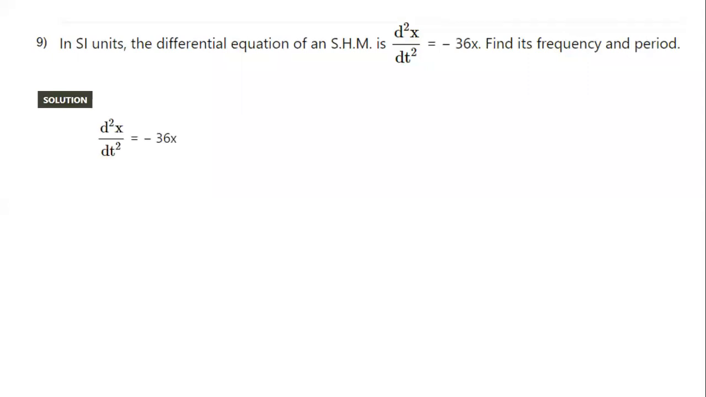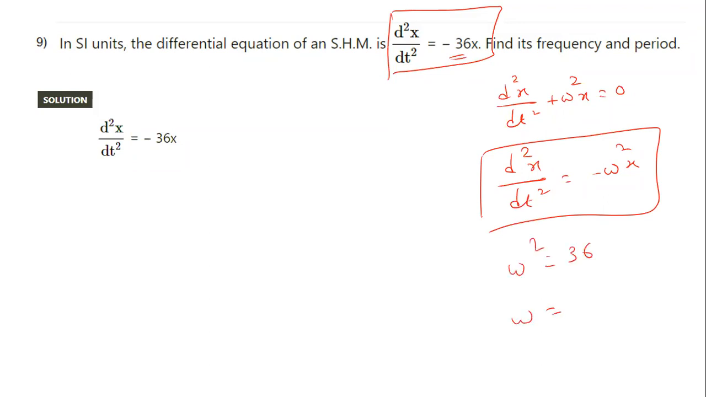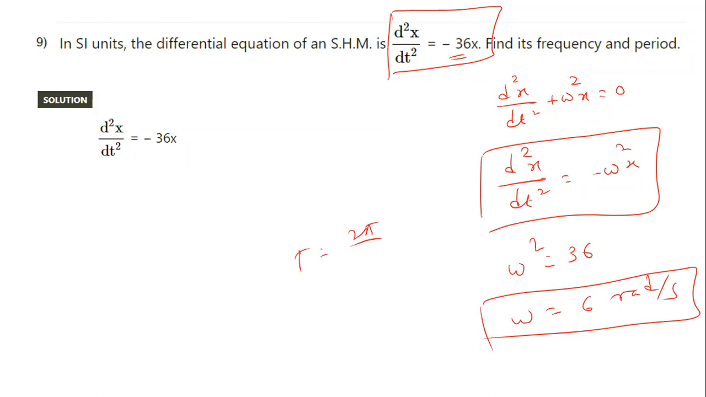This is the given equation, and we compare it with the standard one. You know the standard differential form is d²x/dt² + ω²x = 0, so we can write the equation like this. By using that, ω² is 36, so ω is root 36, which means 6 radian per second. Once we get omega, the period is 2π by ω and the frequency is 1 by period. Two calculations you have to do.